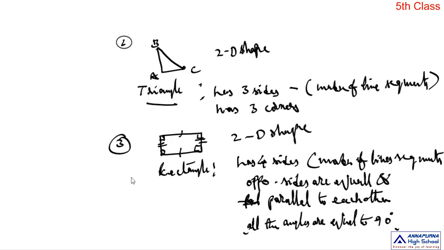In these 3 figures, all the figures are made up of line segments. Of course, here we didn't use any curves. That means a figure made of line segments or curves is called a 2D shape. Therefore, we call these diagrams 2D shaped figures.